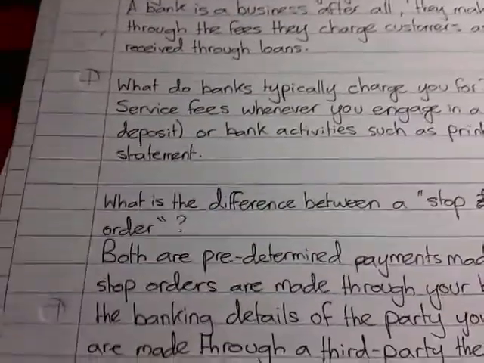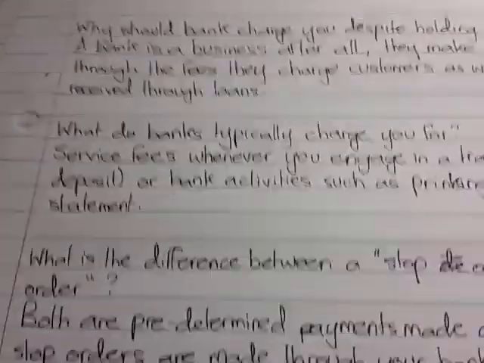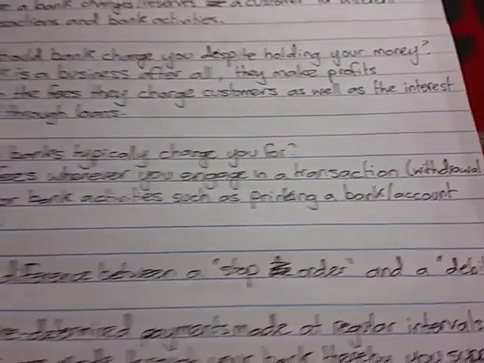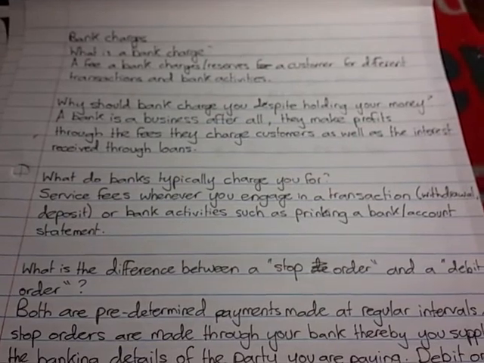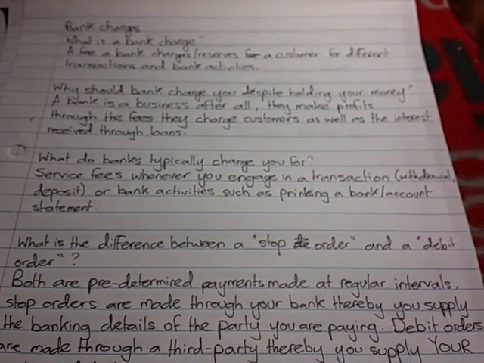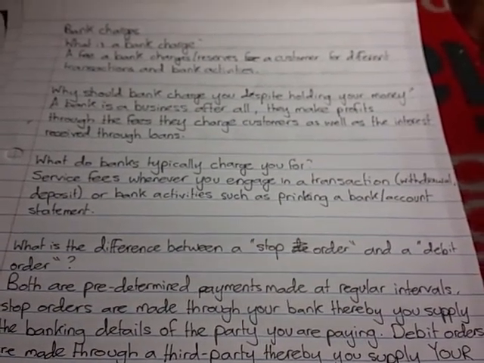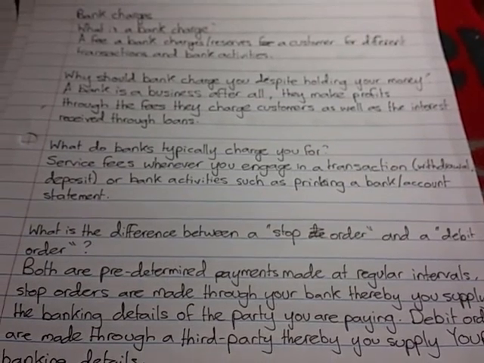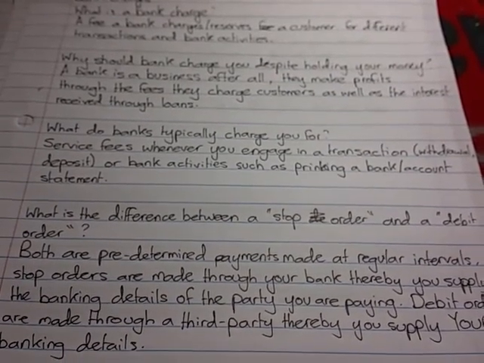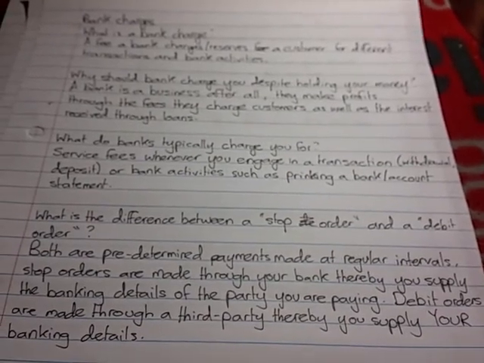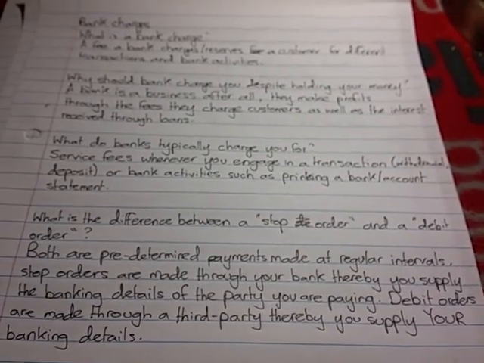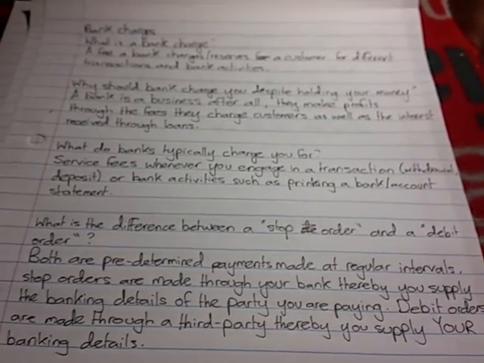Okay, both are predetermined payments made at regular intervals. However, a stop order is made through your bank, so therefore you supply the banking details of the party you are paying. A debit order, on the other hand, is made through a third party, so you supply your banking details.